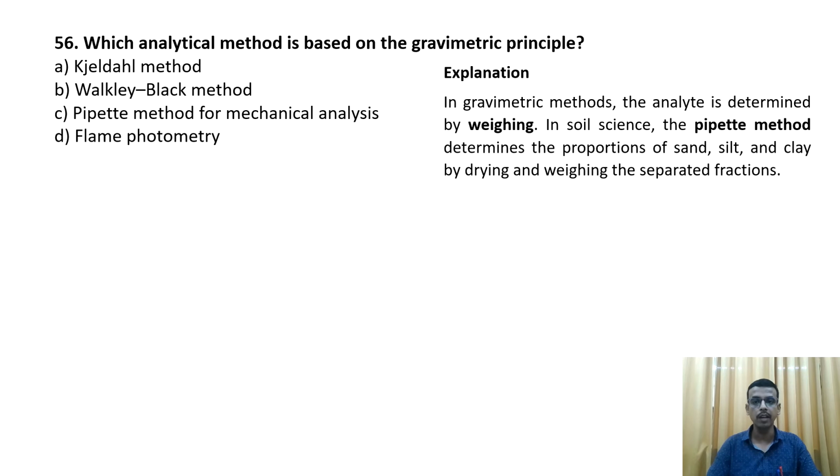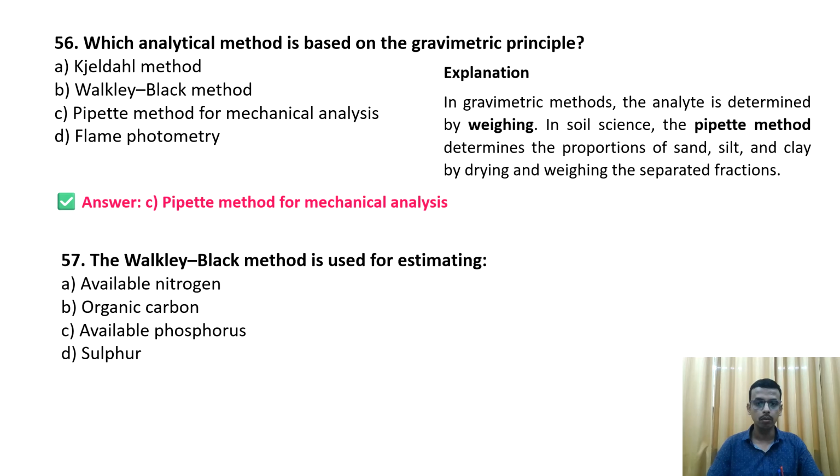Then which analytical method is based on the gravimetric principle? You see, in gravimetric analysis, we try to determine the analyte by weighing. So the method is the pipette method of mechanical analysis of soil texture, where we measure the proportion of sand, silt, and clay by drying, oven drying, and then weighing the different fractions of the soil separates. Then Walkley and Black method is used for estimation of what? That is organic carbon. It is given by Walkley and Black in 1934.